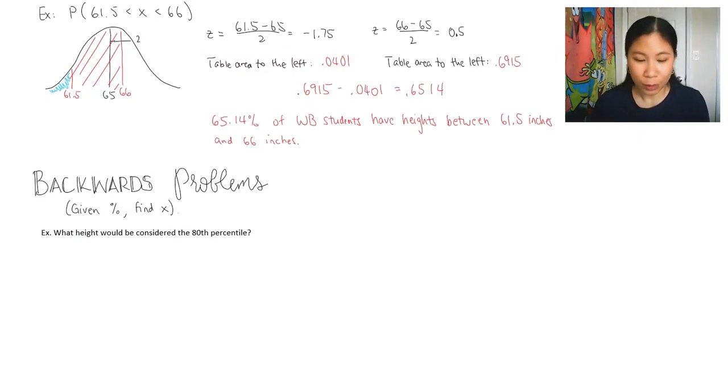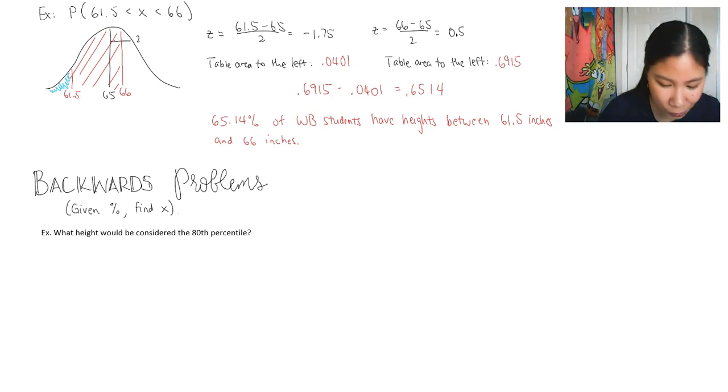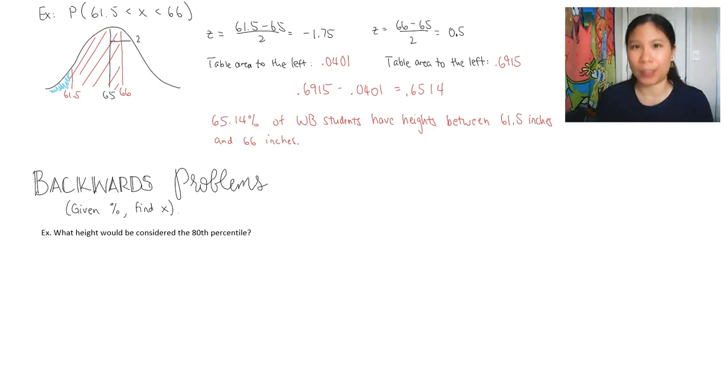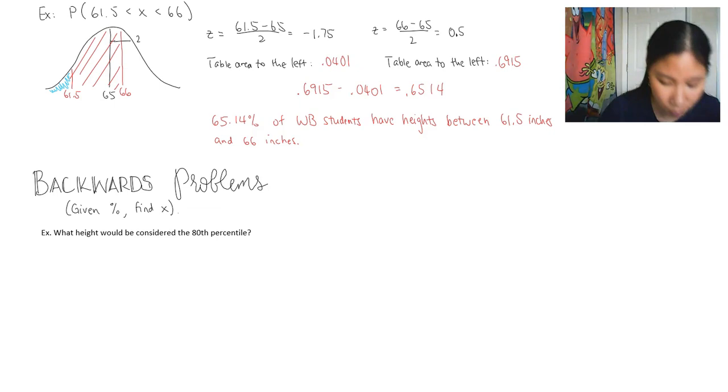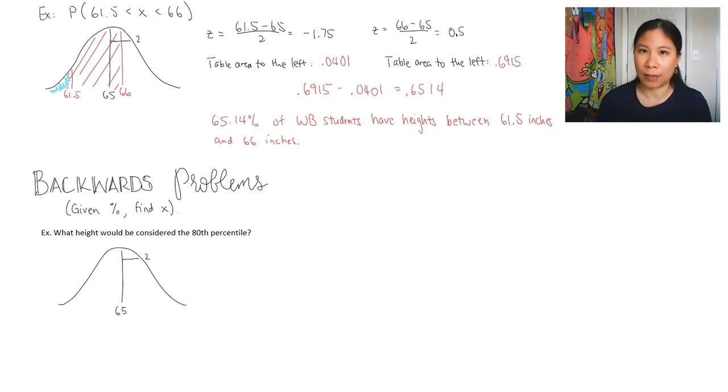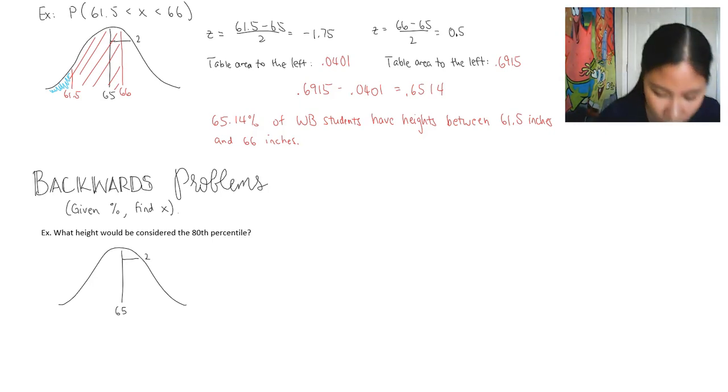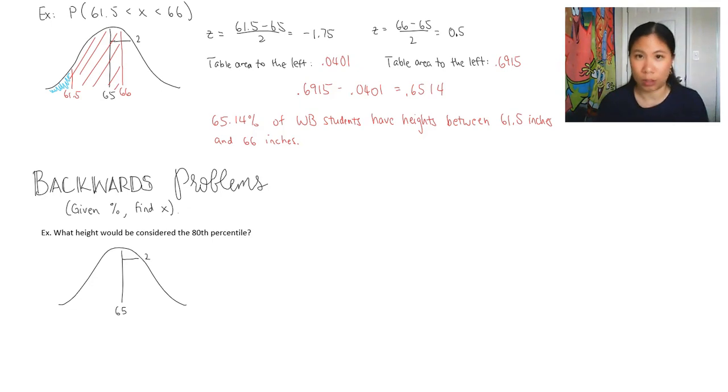A backwards problem could sound something like this: what height would be considered the 80th percentile? Still using the same set of data as before. Remember, percentile means that percent is below you. If I were to draw this picture, my mean and standard deviation are obviously still the same, but they've given us the percent because they've asked for the 80th percentile. So 80% is what we're looking for.